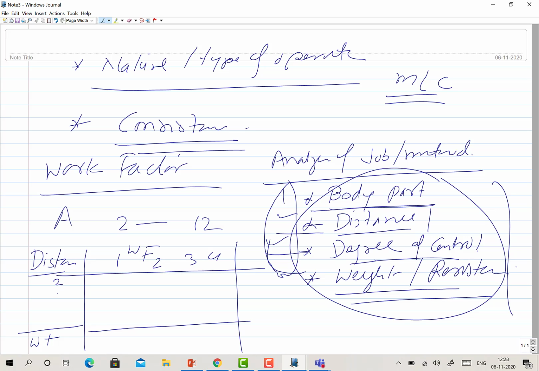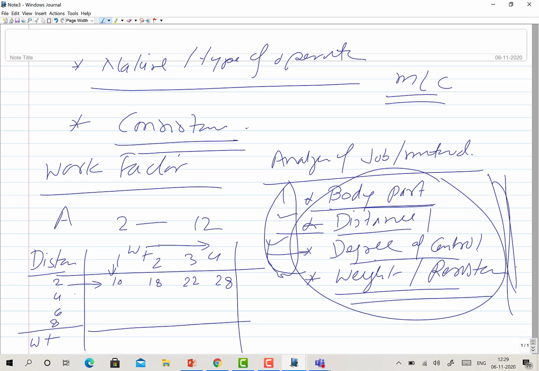Say 2 inch, 4 inch, 6 inch, 8 inch movement, and the weight. So here the time is mentioned. If just one work factor is involved, the time is say 10 seconds, or TMU, or any other unit. If two work factors are involved, time may be 18. If 3 work factors are involved, say 22, and say 28. These are basically the work factors: how many are involved in performing any fundamental motion. So increasing the number of factors, the greater the time required for the same distance traveled.